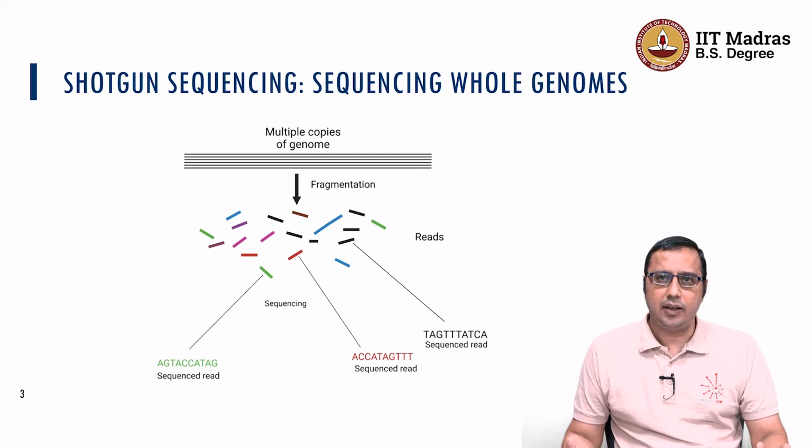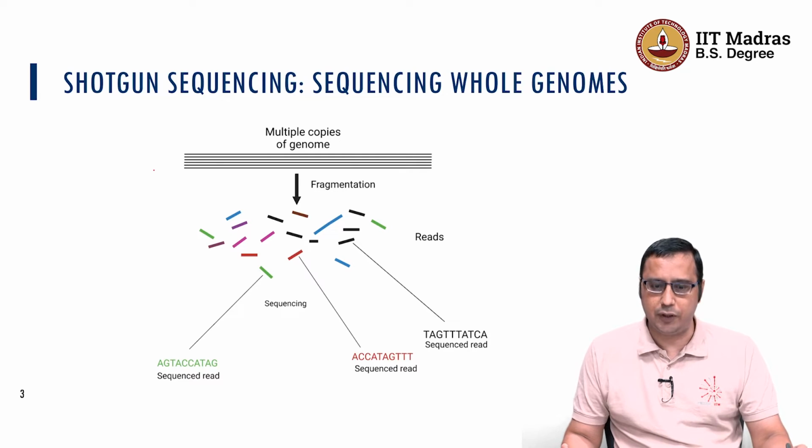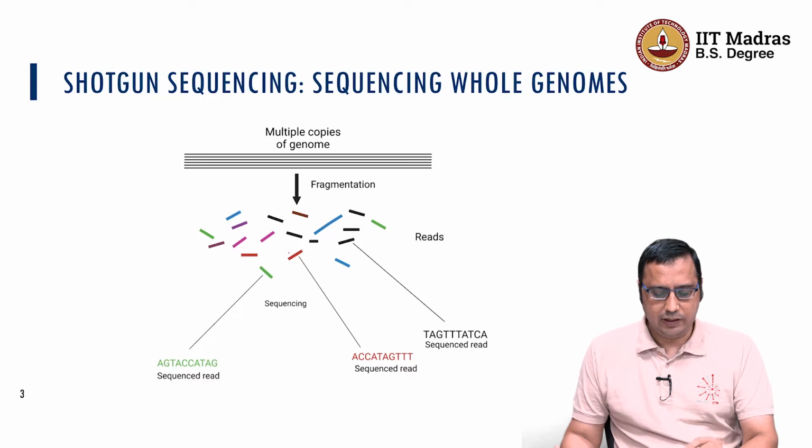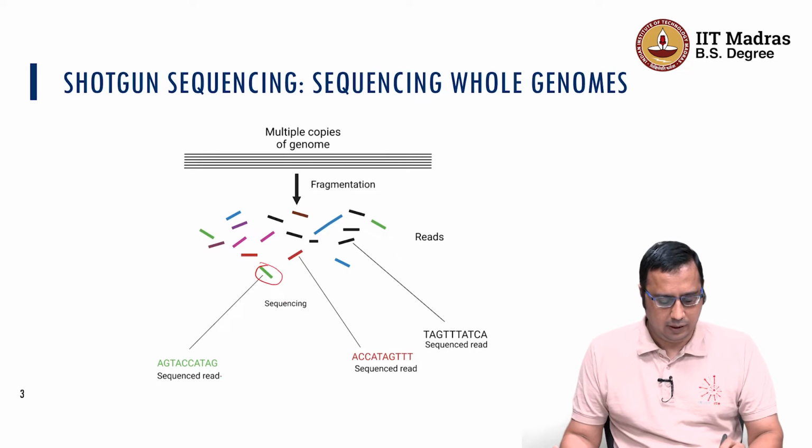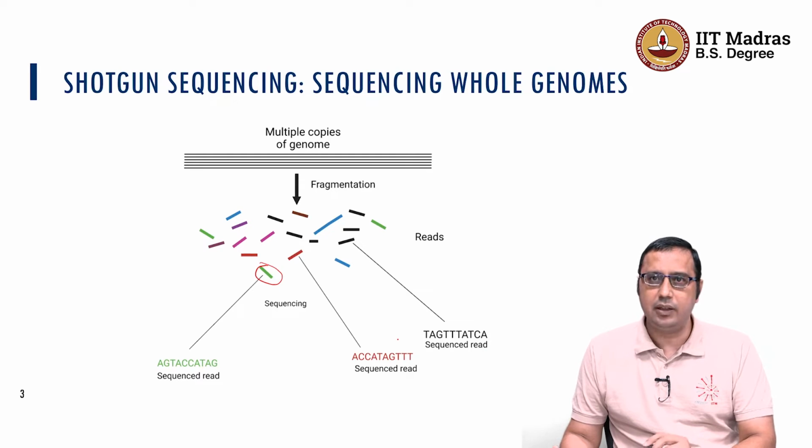In an earlier class we discussed shotgun sequencing and the whole genome sequencing approach you have studied, where we have multiple copies of the genome. As I told you, we fragment it and have a set of reads, and this set of reads is sequenced and gives us sequence reads. Here, for example, this particular green read is sequenced as A, G, T, A, C, C, A, T, A, G. Similarly, other reads have been sequenced in other formats.